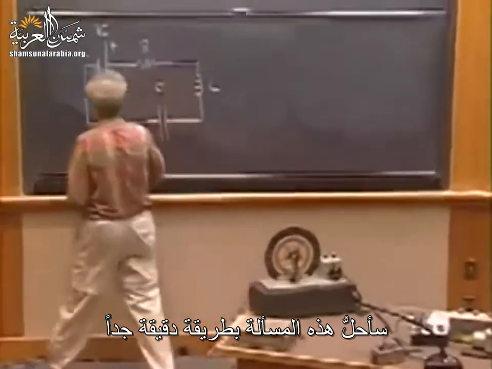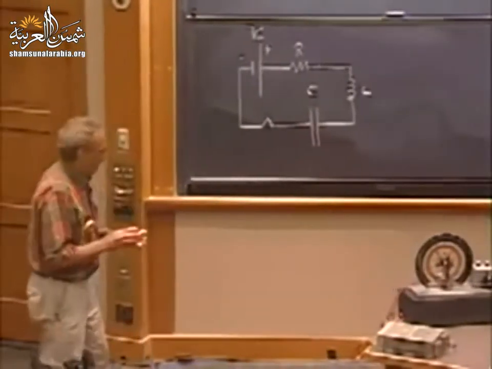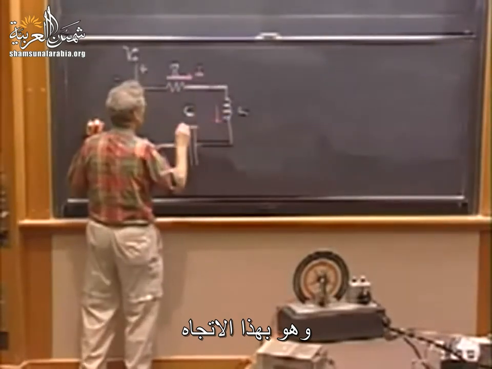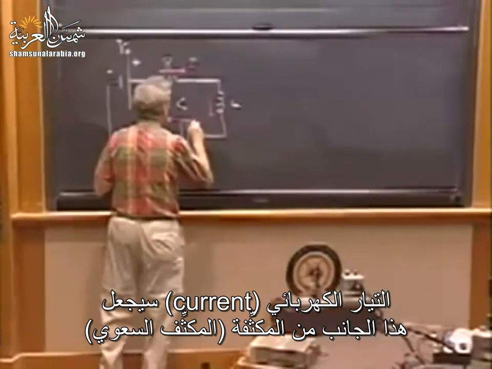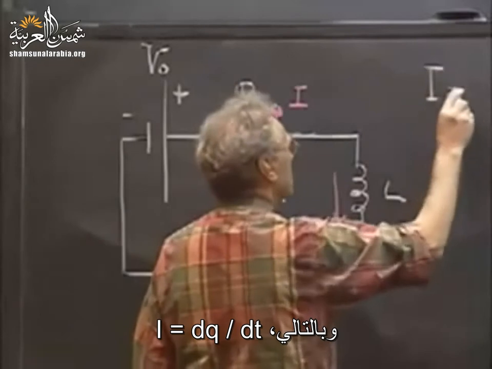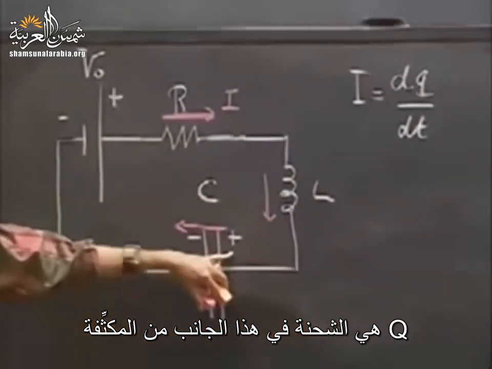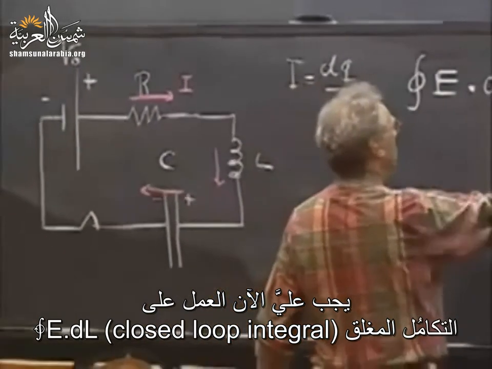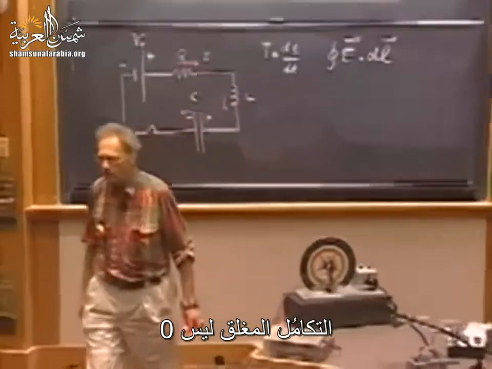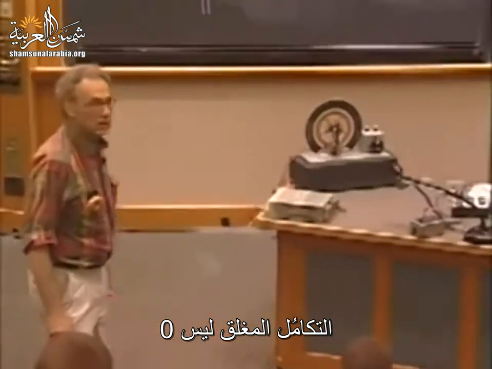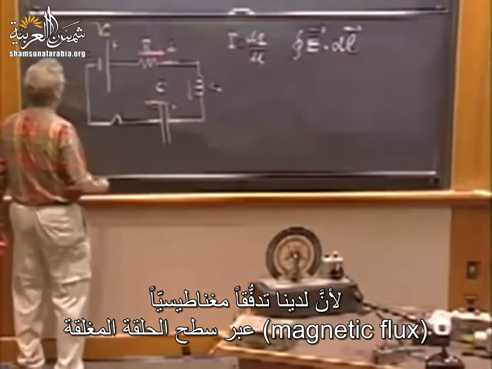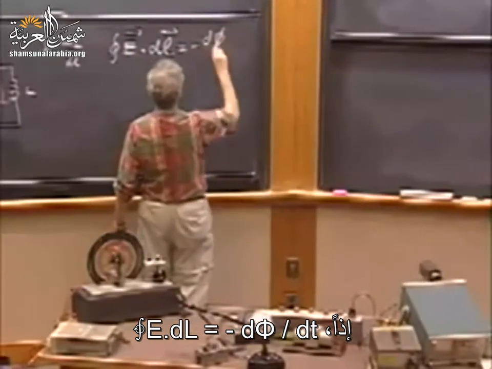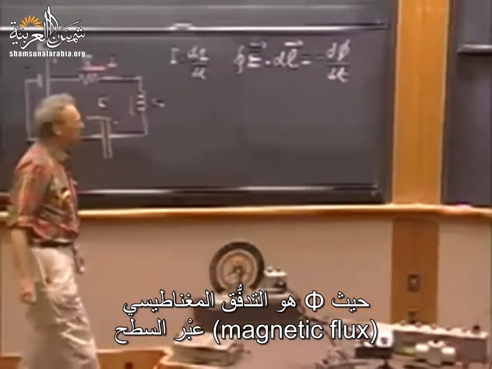The way that I solve these problems is a strict discipline. I assume that when I start it, there is a current going in this direction, I. That current will make this side of the capacitor more positive than that side. So I equals dq/dt, q being the charge on this side of the capacitor. And now I have to do the closed loop integral of E dot dl. Kirchhoff's law does not hold. The closed loop integral is not 0 because we have a magnetic flux going through a surface attached to this closed loop. So the closed loop integral of E dot dl is minus dΦ/dt, Φ being that magnetic flux going through that surface.